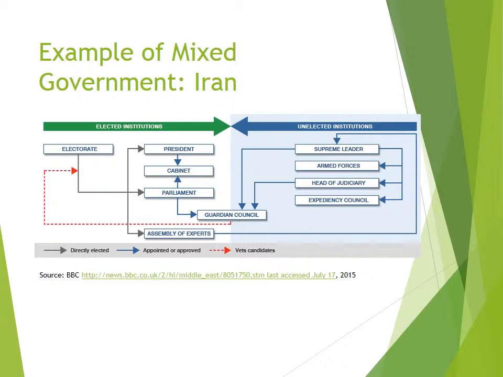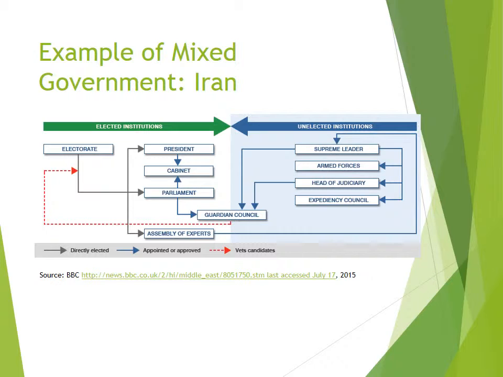I want to give you an example of Iran as a mixed government where there are some elected institutions. There's a parliament, it's a parliamentary system, but that elected body does not necessarily control everything. On the left hand, there are elected institutions. Citizens basically vote for parliament. Parliament creates the cabinet. You notice the president also has a role in the cabinet, but the president is created by an assembly of experts.